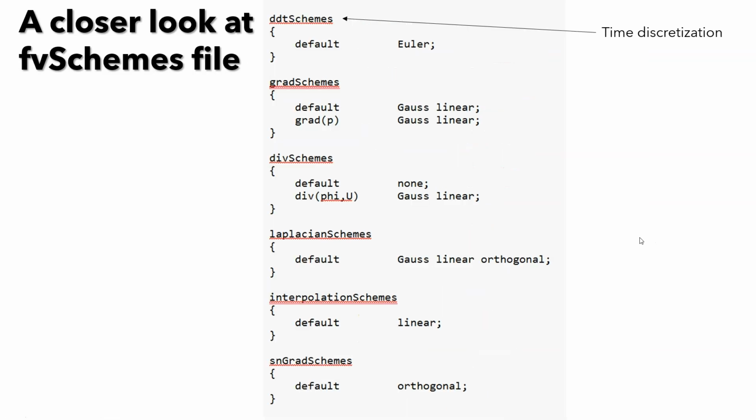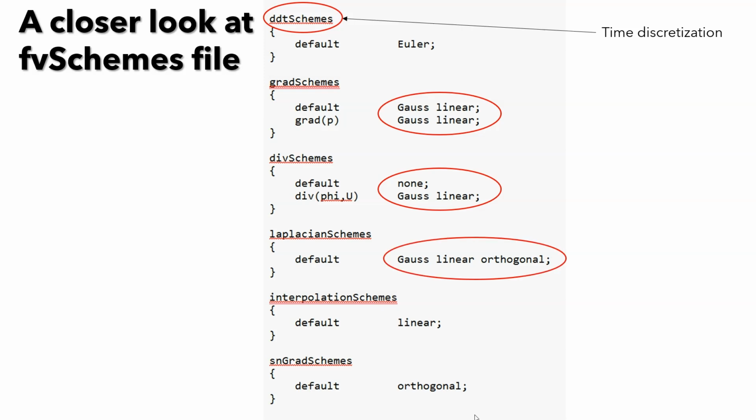Let's open the fvSchemes file and have a closer look. The fvSchemes file contains information about the discretization schemes for different terms appearing in the governing equations. The term ddtSchemes represents the time discretization. In this case, the Euler method is specified. For the discretization of gradients, the Gauss linear method is applied. The convective term's discretization is represented using divSchemes, and the Gauss linear method is used. The laplacianSchemes use the Gauss linear orthogonal method. The interpolation scheme is linear. snGradSchemes represents the surface normal gradient and is discretized using the orthogonal method.